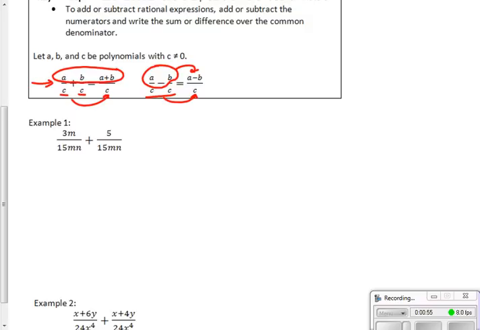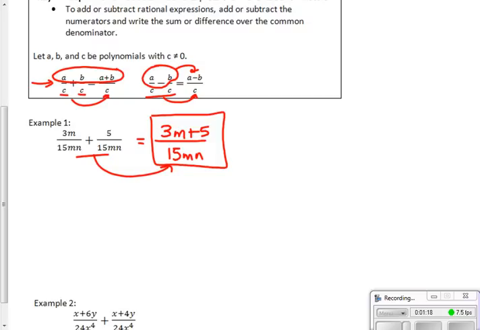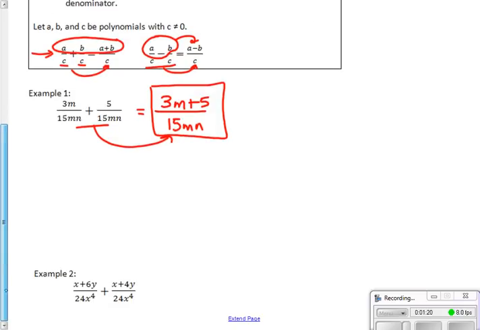So example 1 has a common denominator. That common denominator is 15mn. So once you have the common denominator, we bring it over here, and we go ahead and add our numerators. Our numerators would be 3m plus 5. And we couldn't add those together because they are not like terms. So there would be our answer for example 1.